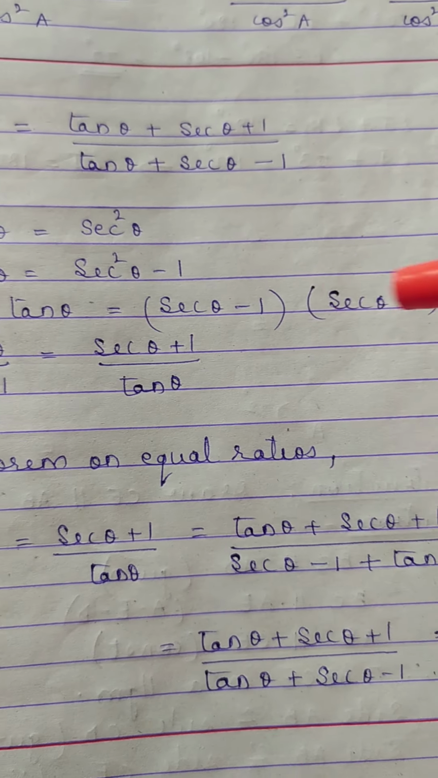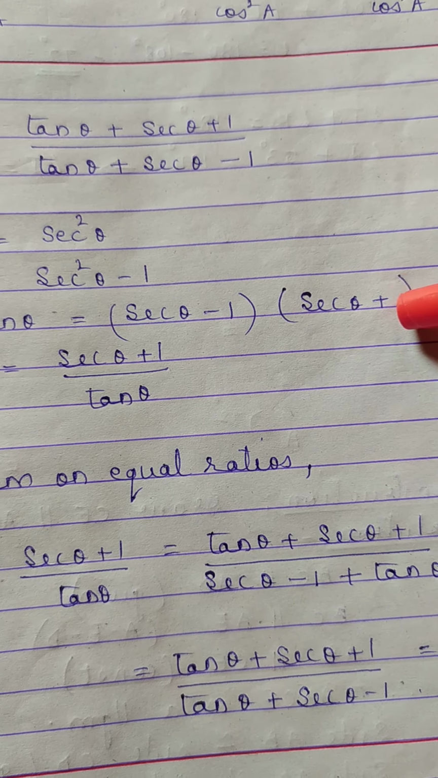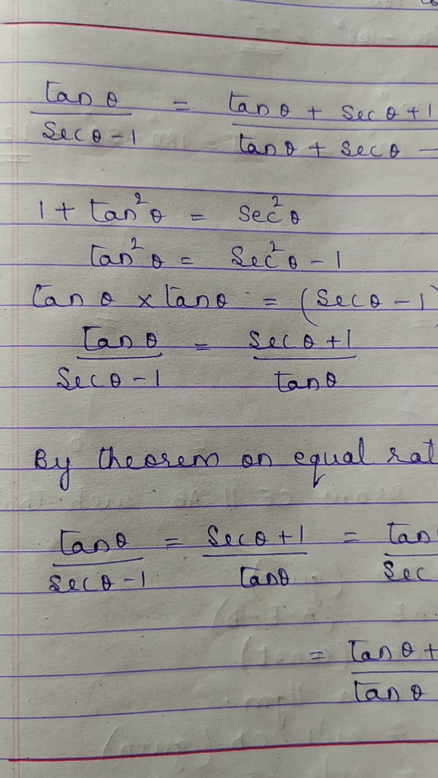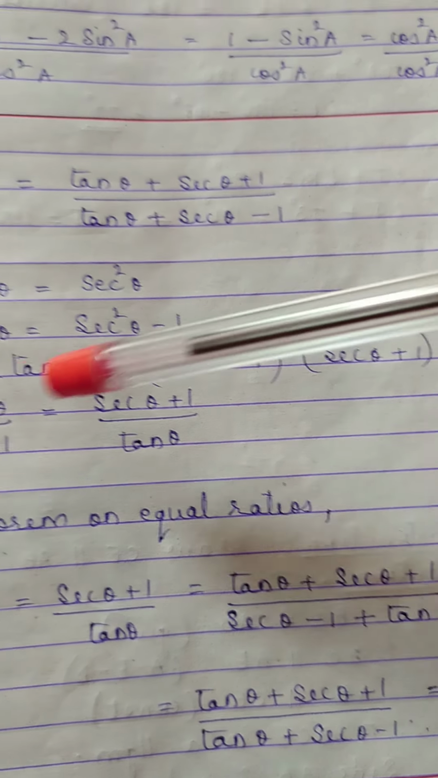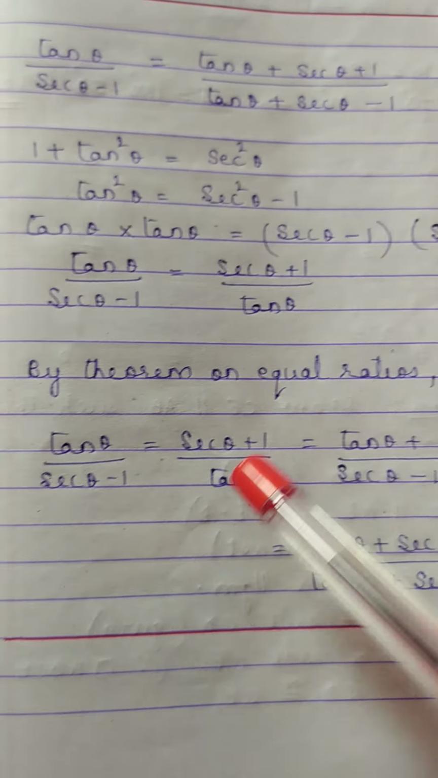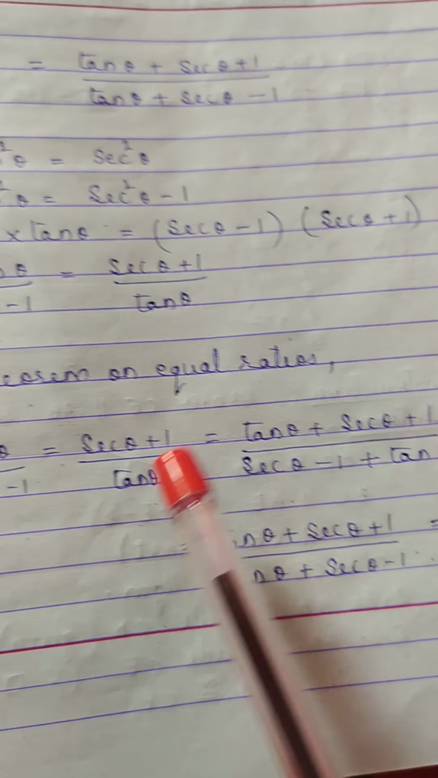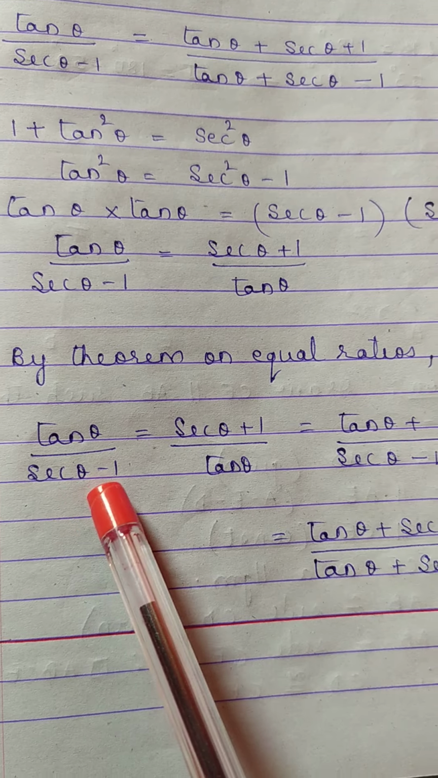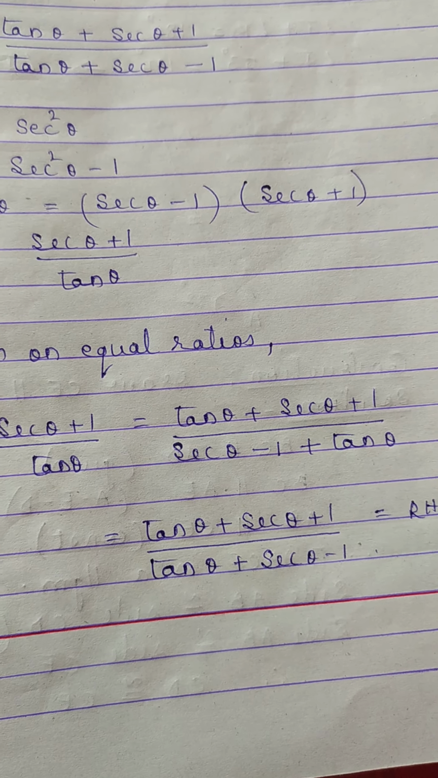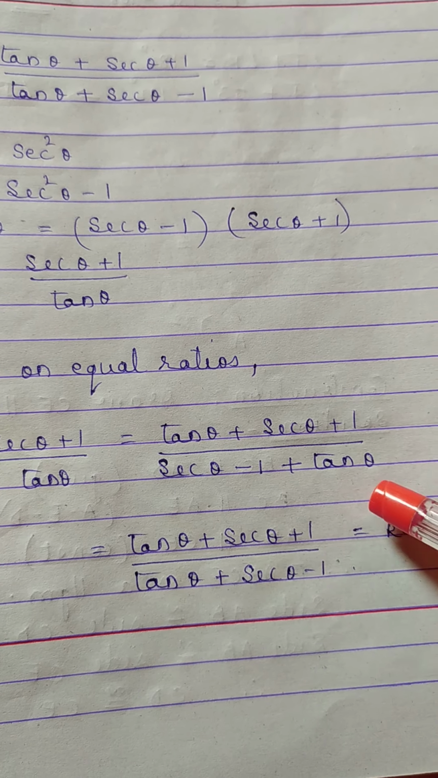Now tan theta, I am bringing this secant theta minus 1 below this one tan theta, and this secant theta plus 1, let it remain here. I bring the other tan theta below it. Children, I hope you have understood. One tan theta remains here, this I bring down. This remains here, the tan theta comes down, the other one. Now by theorem on equal ratios, we know that this is equal to, I can add the numerators upon add the denominators. So tan theta plus secant theta plus 1 upon secant theta minus 1 plus tan theta. This is the theorem on equal ratios. Rearranging it, numerator is the same. Denominator I write tan theta plus secant theta minus 1, which is your RHS.